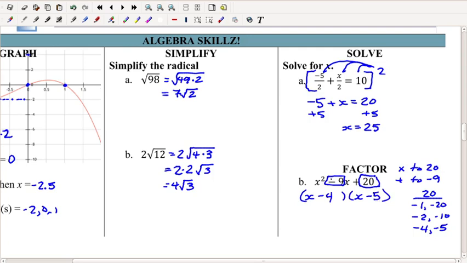And if you want to check this by FOILing, you can double check that it actually does give you this when you multiply it all out.